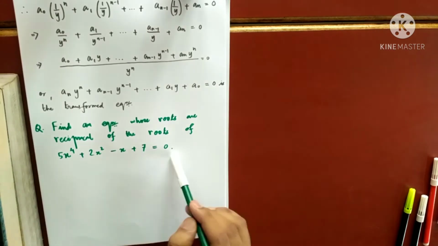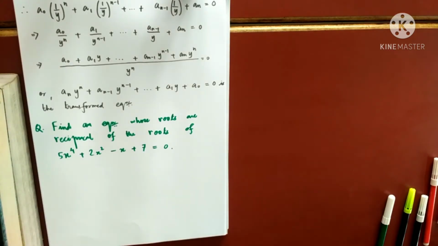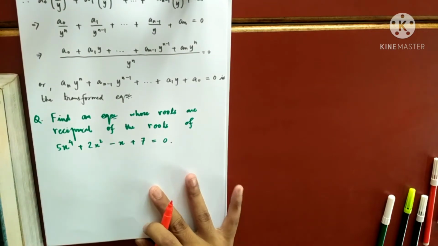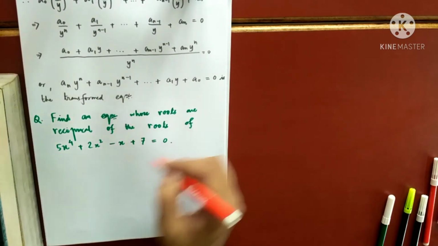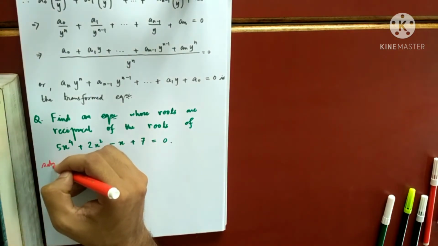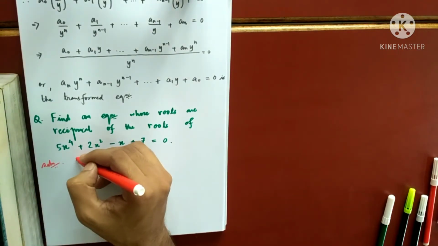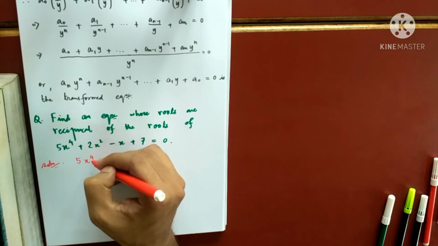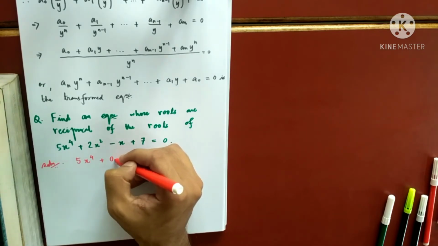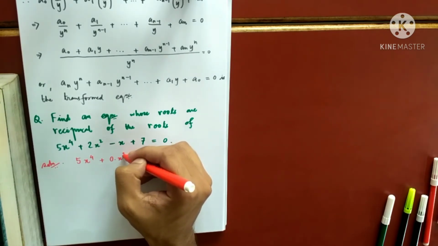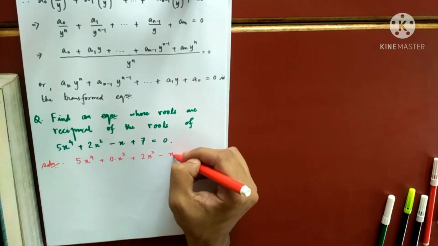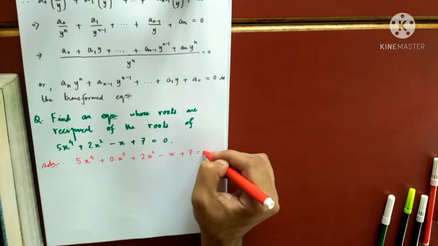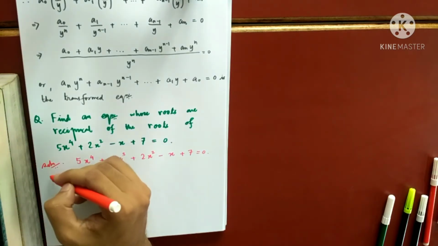So I have this equation. I want to get an equation whose roots are reciprocal of the roots of this equation. So let's write down the coefficients, the solution. So what are the coefficients? 5x to the power 4, x cube is not there, we write 0 x cube, plus 2x square minus x plus 7 equals 0. This is the given equation.